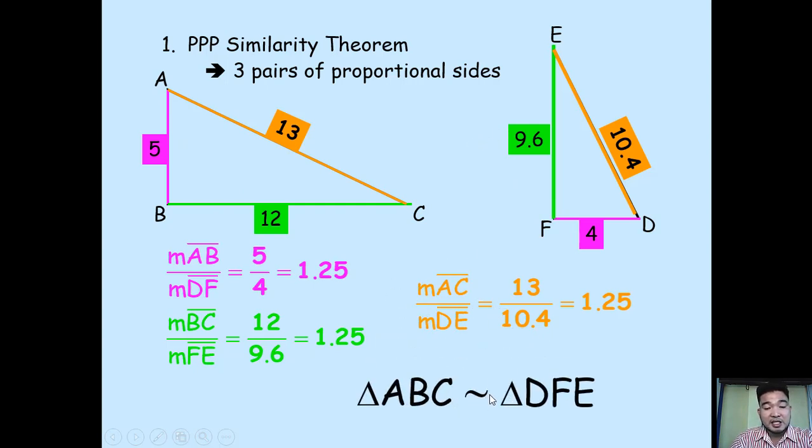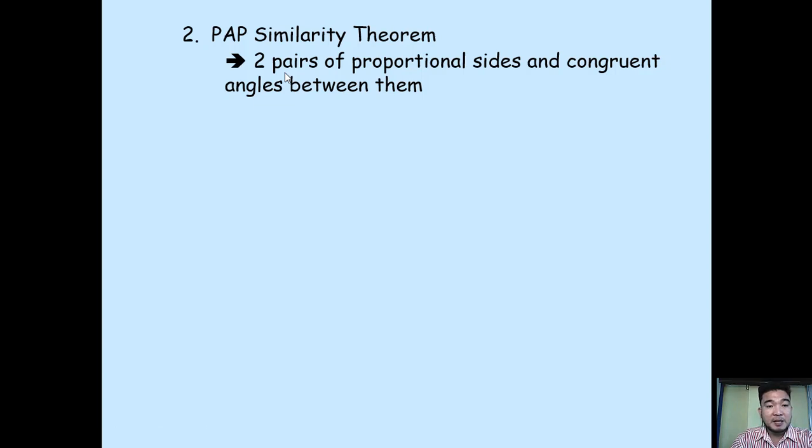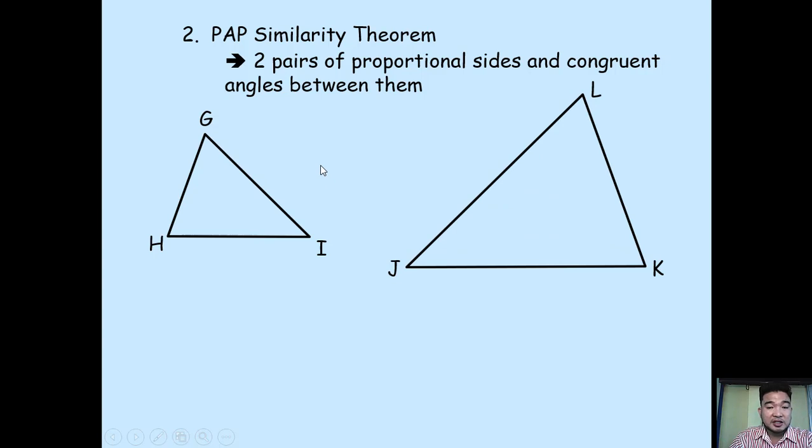So triangle ABC is similar to triangle DFE by the PPP similarity theorem. How about the PAP similarity theorem? Two pairs of proportional sides and congruent angles between them, meaning the included angle. Suppose that we have this triangle and another triangle. Let us prove that these two triangles are similar through the PAP similarity theorem.